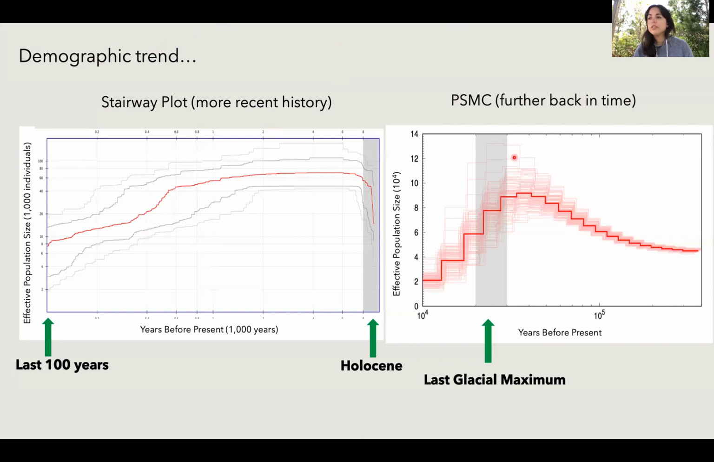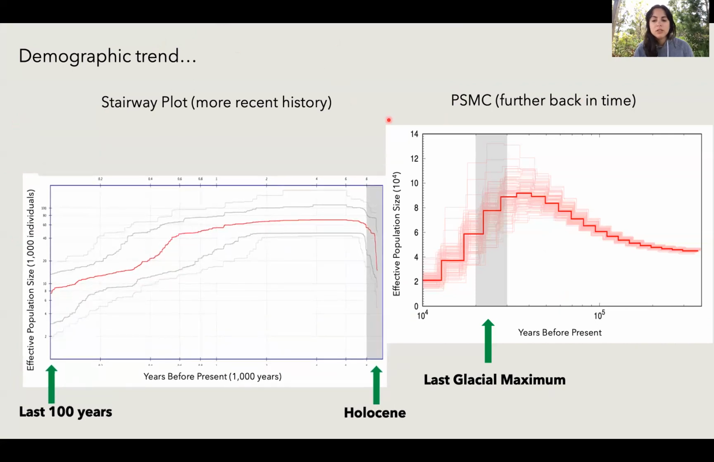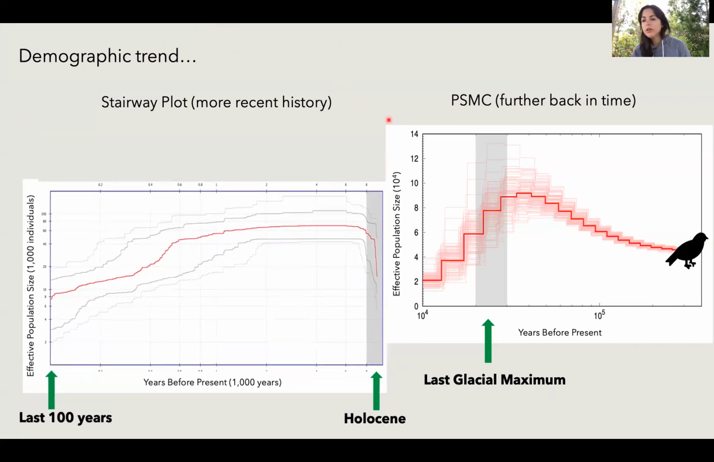So together, these graphs give us a complete picture of population size on the y-axis over time on the x-axis, from the last 1,000 or 100 years all the way back to before the last glacial maximum. And we can better visualize the population trend if we rearrange these plots like this, right? And if you follow this bird all the way to the right here, we see that grasshopper sparrows' population peaked at around 90,000 individuals just before the last glacial maximum.